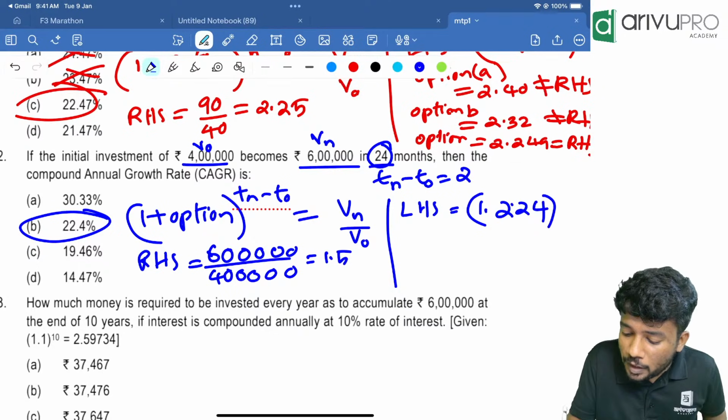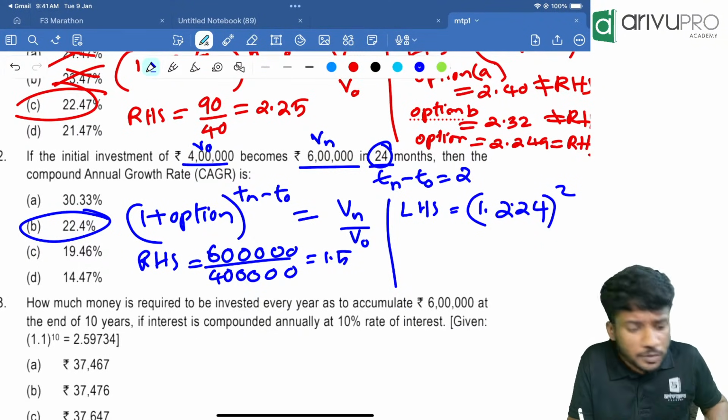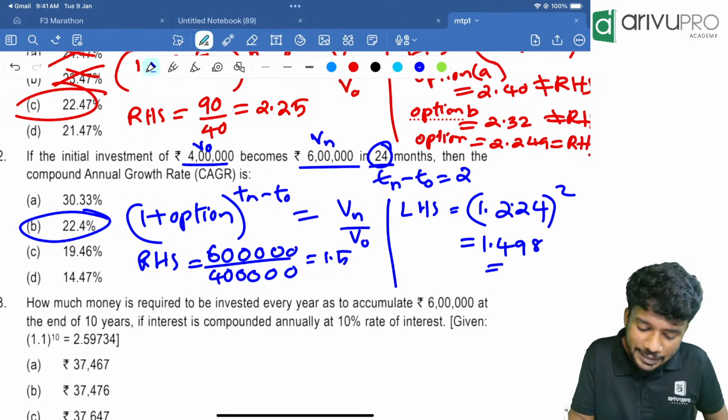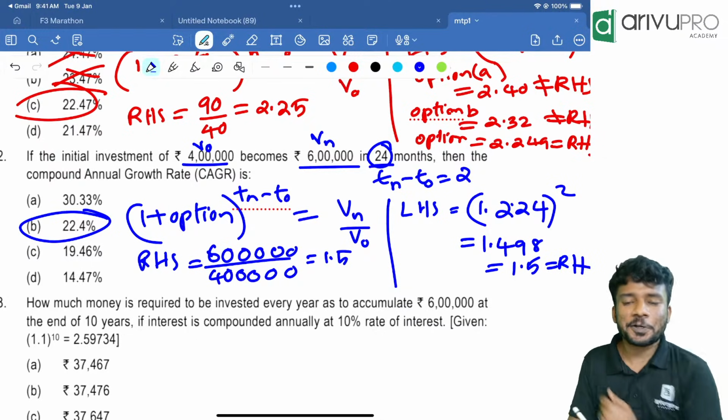1.224, the whole power 2. Type that 1.224 into equal to how many times? 1 time. You got it as 1.498, which is approximately equal to 1.5, which is our RHS. So option B is your right answer, people.